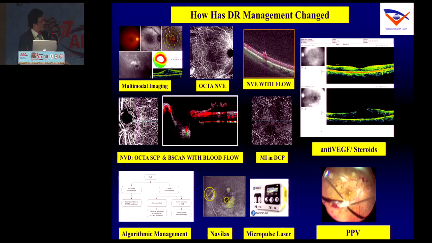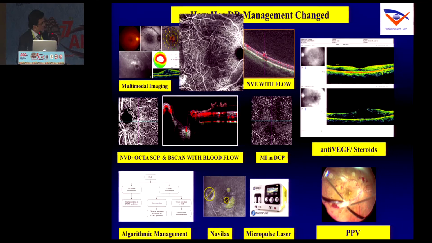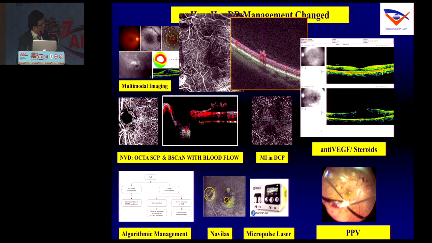If you look here, we have so many newer things that have happened. You look at the multimodal imaging. So this is a picture of an OCT angiography where you can see a neovascularization. And the beauty is that you can actually demonstrate a flow on a B scan, and you know that this is an elevated NVE.